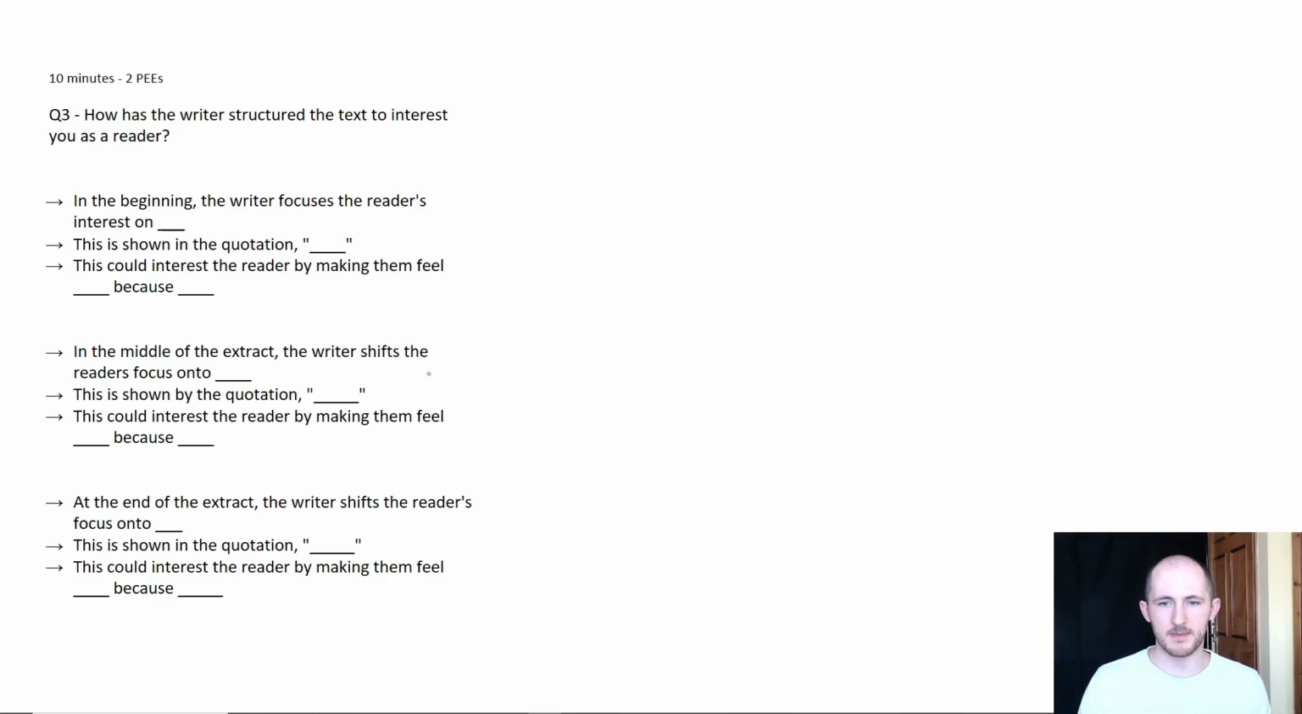Then you want to repeat for the middle. So in the middle of the extract, the writer shifts the reader's focus. Could be an interesting way of introducing it. And then at the end. But in terms of the other parts, they're all the same. So again, as I go through these structures, feel free to pause the video and note them down or screenshot them, just so you can have a reference to them.